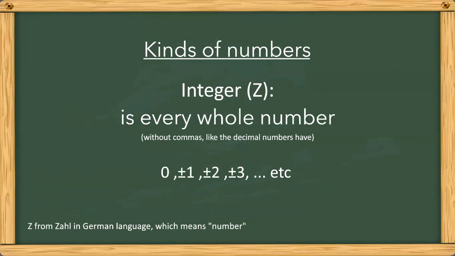Now, the integers. The integers are symbolized by the capital letter Z, from Zahl in German language, which means number. The integer is every whole number without commas. For example, the decimal numbers are not integers. So we have only 0, plus minus 1, plus minus 2, and so on.